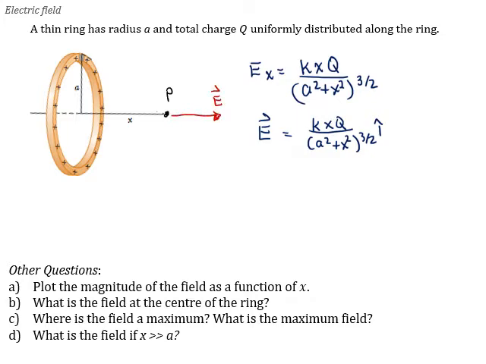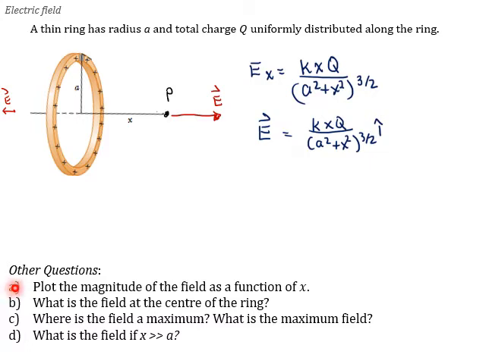If we found the electric field at a point P on the left side of the ring, that would still point away from it. I don't have quite enough room to draw the full vector there, but that's what it looks like. There are some other questions we might ask, so let's go through a few of them. Part A: let's plot the magnitude of the field as a function of x.